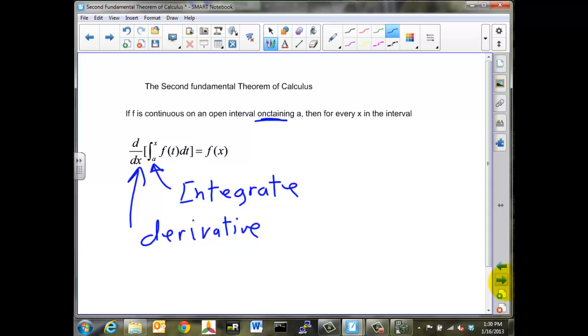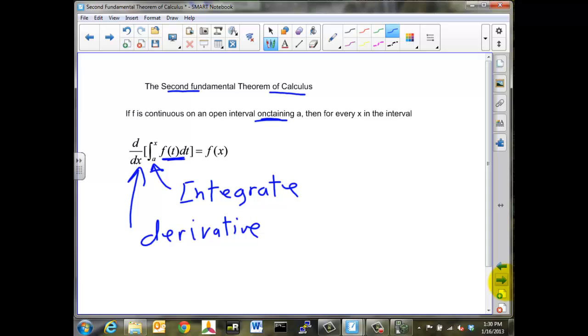Yes. Doesn't that make sense? Yeah, I mean, it's kind of obvious there, isn't it? That's what the second fundamental theorem of calculus says. If we take a function and we integrate it, and then we take the derivative of it, we get back to the original function. You can understand that. That's not too complicated at all to understand, is it?